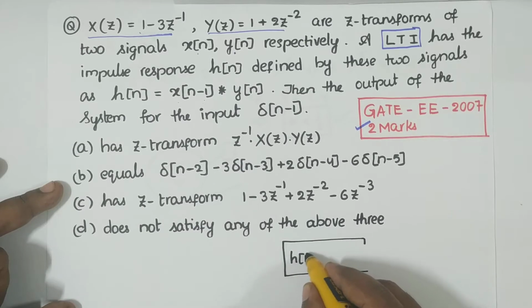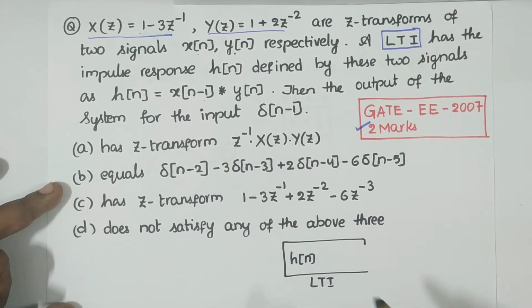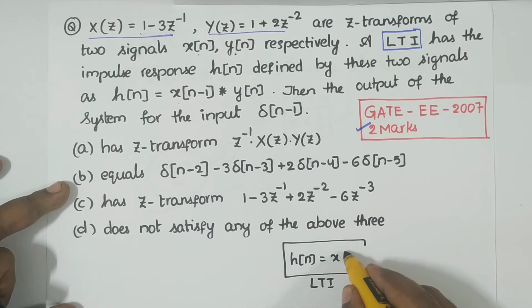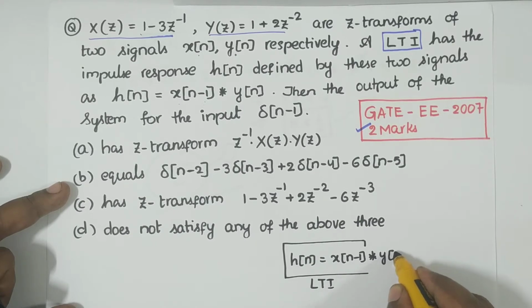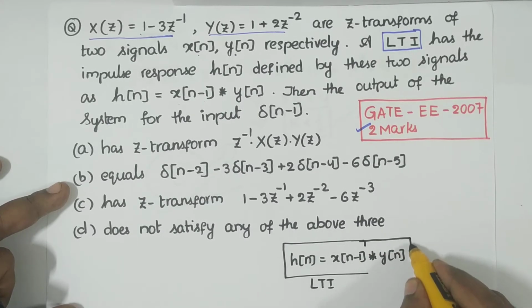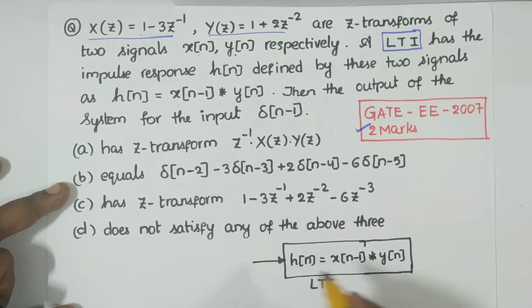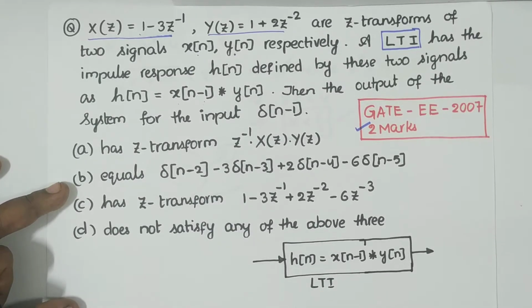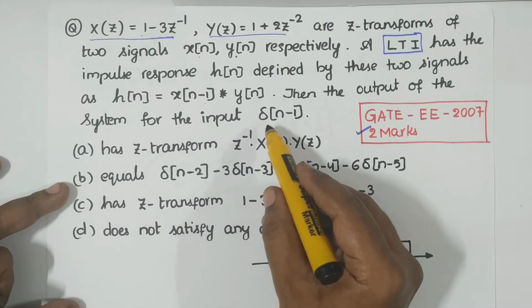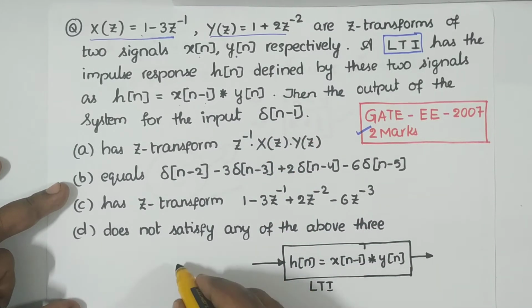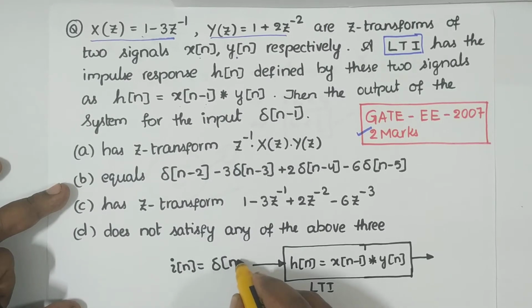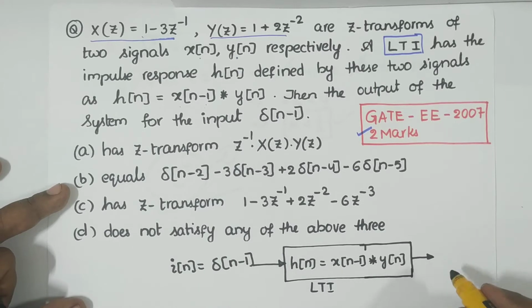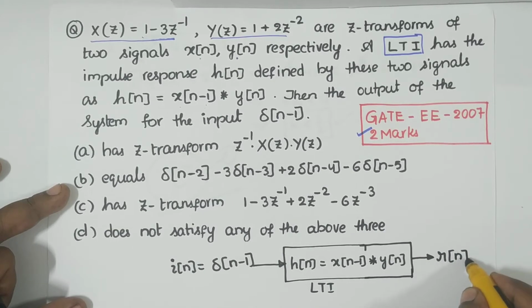See, my h of n, so this is my LTI system. So my h of n is x of n minus 1 linearly convolved with y of n. Okay, so first you just form a simple figure like this, then you can proceed solving your question. Now see, then the output of the system for the input delta of n minus 1. Let us assume input as some I of n. Say I of n is equal to delta of n minus 1, and let's say output, or response, is our r of n.